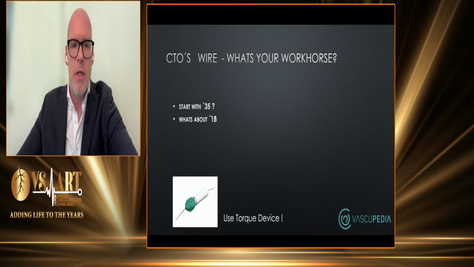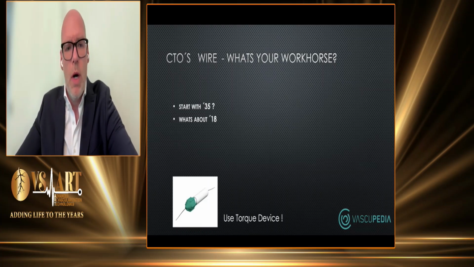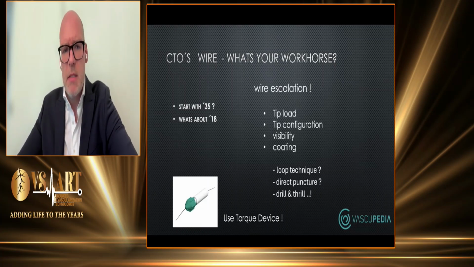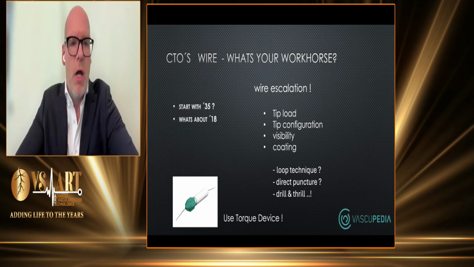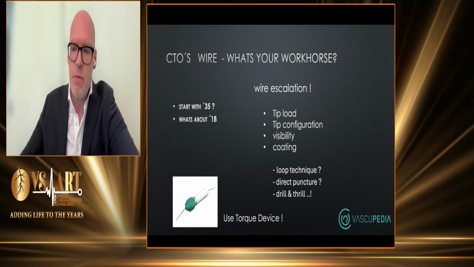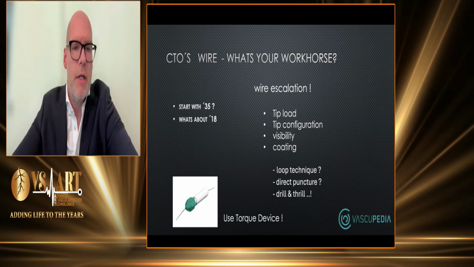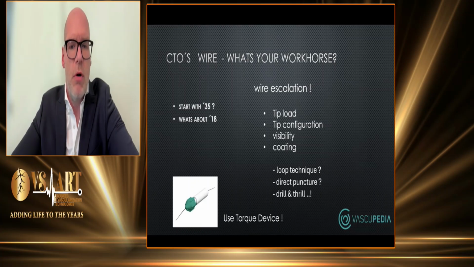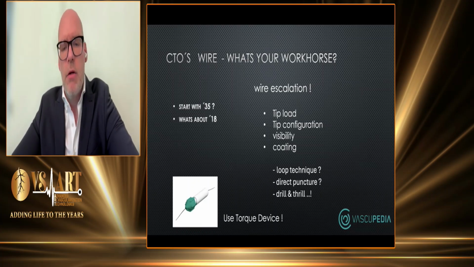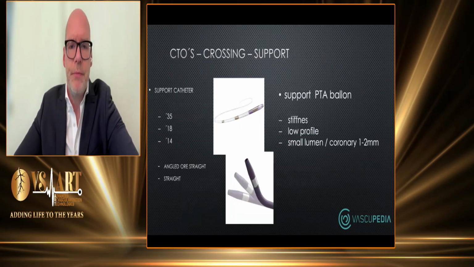So we start mostly with an 85 wire and sometimes with an 18 wire. This is most important with the tip load and the tip configuration and also the visibility for these wires. Sometimes we go for a loop technique or direct puncture of the occlusion, and we mostly go for thrill and frill. And always we use a torque device for better crossing the CTO in that way.